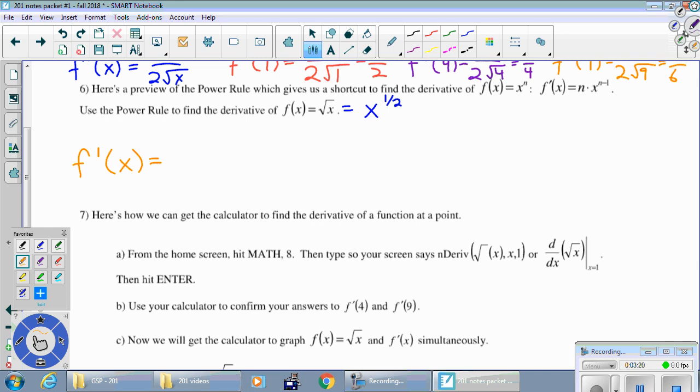So what the power rule says is that whatever the power was, it comes right down here in the front. That's the first step. So the power is a half. So it comes right down here in the front. And then the other thing that happens is you then write an x. Okay, I can do that.